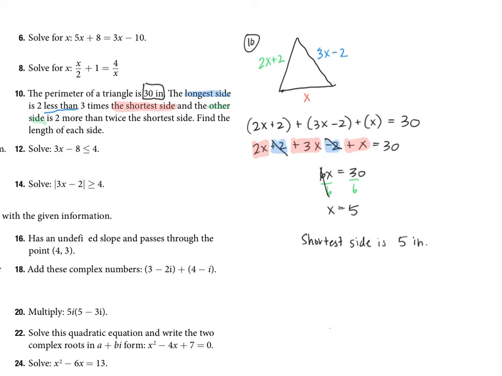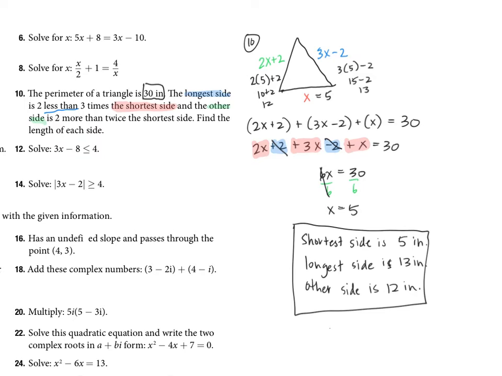Okay, and what I need to do here is just plug in my 5. To find the longest side, which is in blue, I just plug 5 in for x. So that's going to be 15 minus 2, which is 13. So we can say the longest side is 13 inches. And then the green is the other side, is what they call it. So 2 times 5 plus 2, which would be 10 plus 2, which is 12. So the other side is 12 inches.